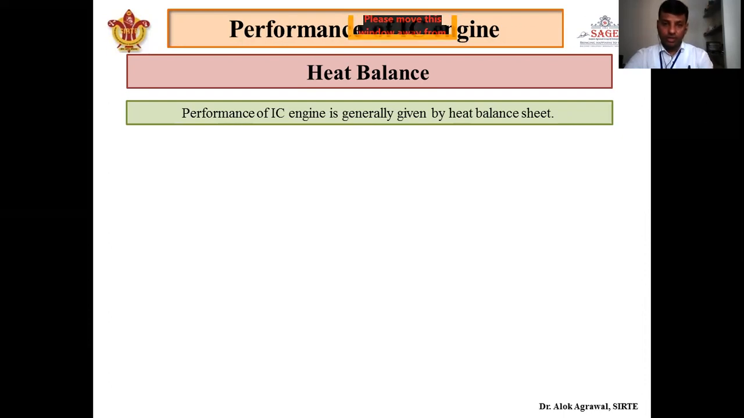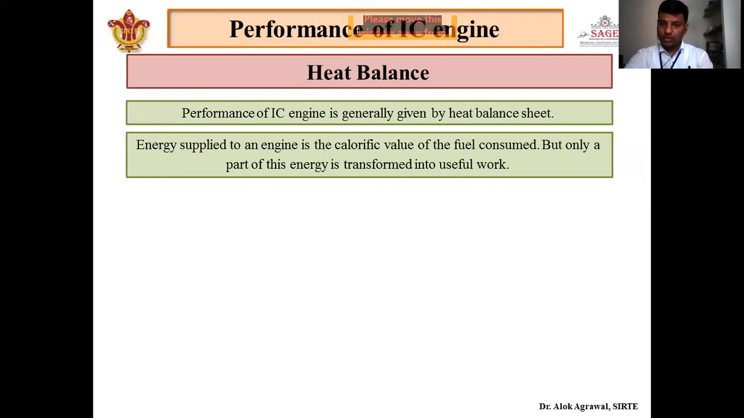Okay, so energy supplied to an engine is the calorific value of the fuel consumed. Suppose an engine consumed 1 kg of fuel in a given time, and the calorific value of fuel is 40,000 kilojoule per kg. So what will be the total amount of energy consumed by the engine? It is 40,000, because 1 kg is the mass of fuel, and after burning 1 kg of fuel, the fuel will deliver energy of 40,000 kilojoule. So energy supplied to the engine is equal to the calorific value of the fuel consumed.